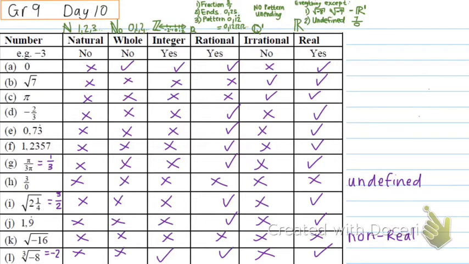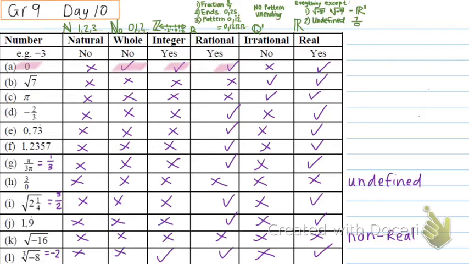Okay. So let's look at these. I'm going to use a highlighter so that you can follow me. Number A is 0. 0 is not natural because natural numbers start with 1. It is a whole number because that starts with 0, 1, 2. Is 0 an integer? Yes, because I said it's all the negative numbers, 0, and all the positive numbers, but no fractions. So yes, 0 is one of those integers.